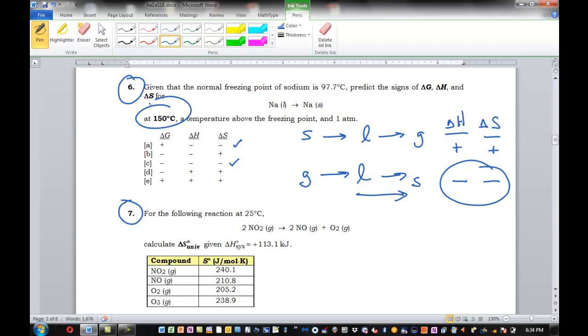And I really tried to help you out. Here's the normal freezing point of sodium. 150 degrees Celsius, I even stated, it's a temperature above the freezing point. So we're above the freezing point. Is that liquid going to freeze? No. Not spontaneous above the freezing point.